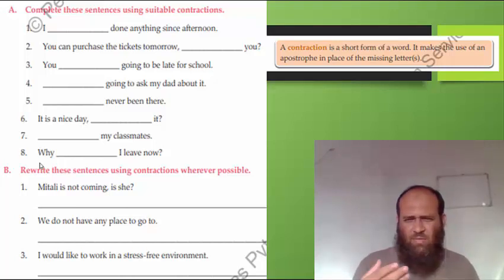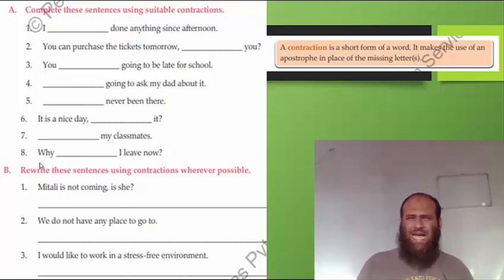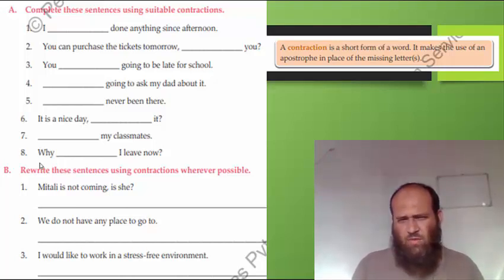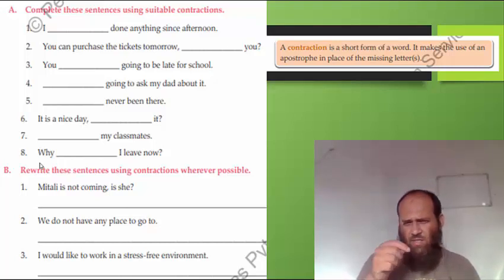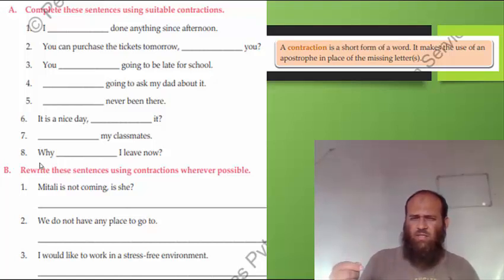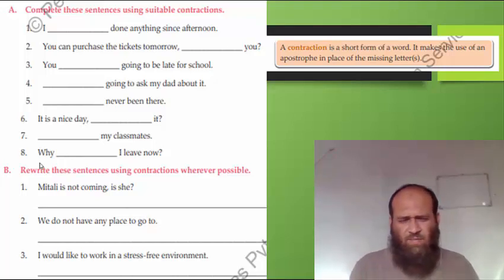I have given two examples. I'll give you one more example. You dash going to be late for school. You are going to be late for school. That is right. You'll put apostrophe re: you're going to be late for school. You aren't going to be late for school. Both are possible. We can use the positive or the negative form of the auxiliary here.